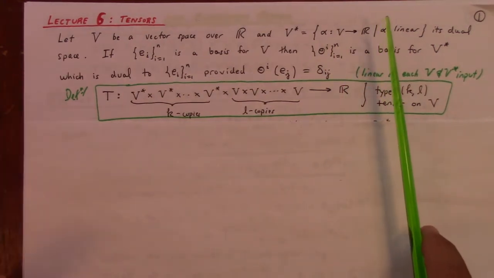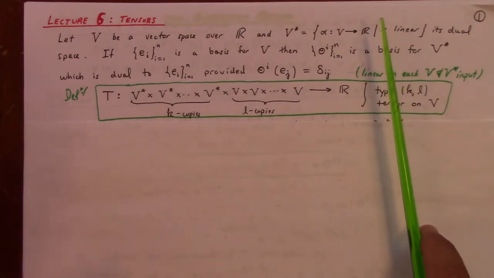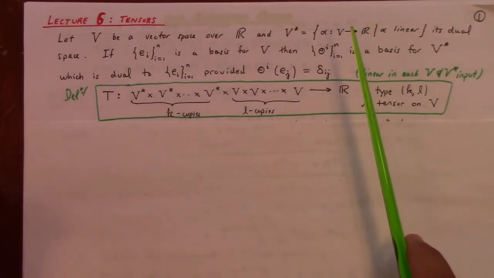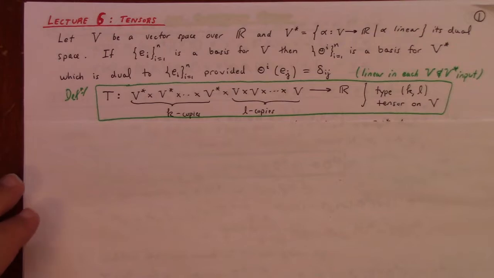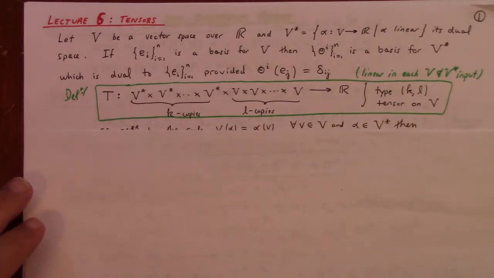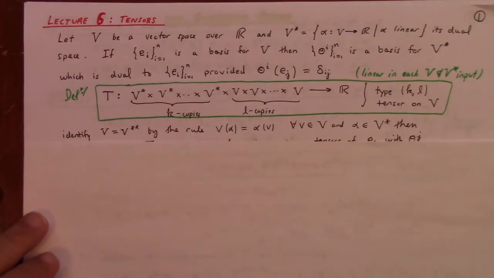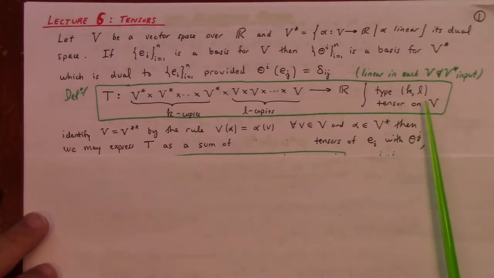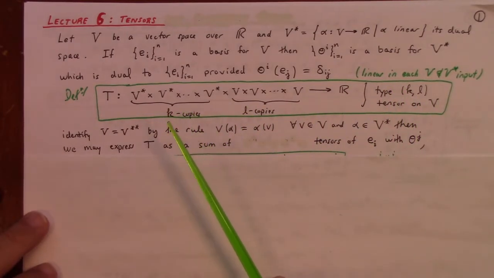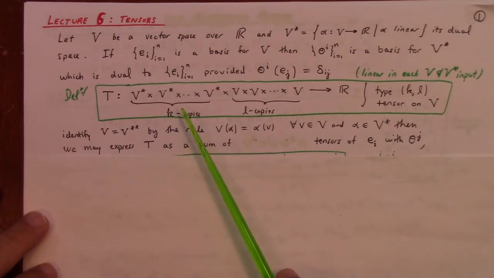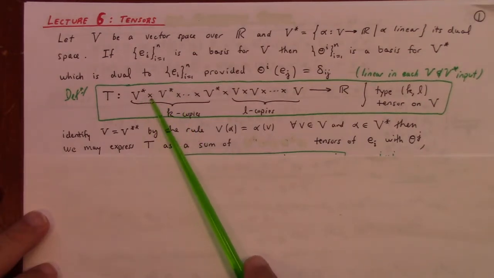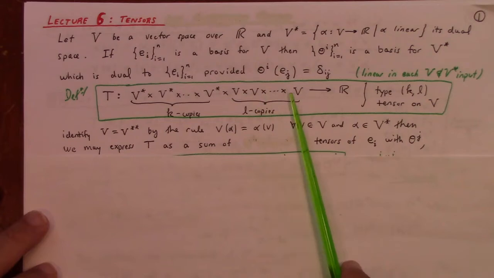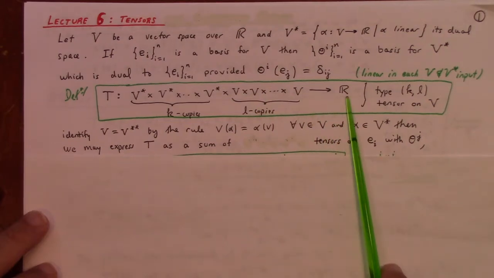I will say, I think this lecture is going to be pretty hard to understand if you haven't had some linear algebra with me before. But anyway, here we go. So a tensor of type KL, all right, is a multilinear mapping from K copies of the dual space and L copies of the vector space to the reals again.